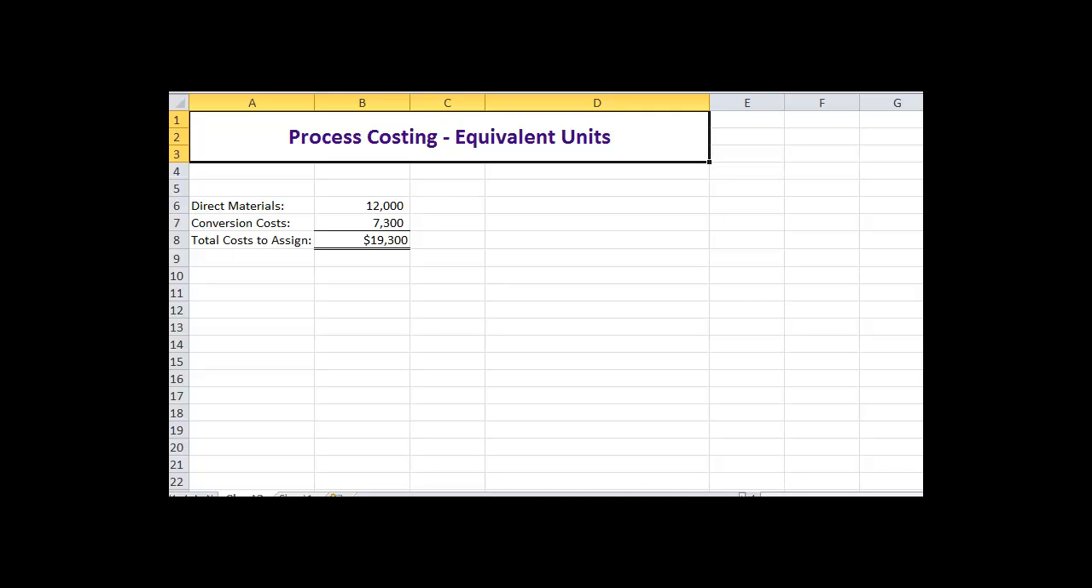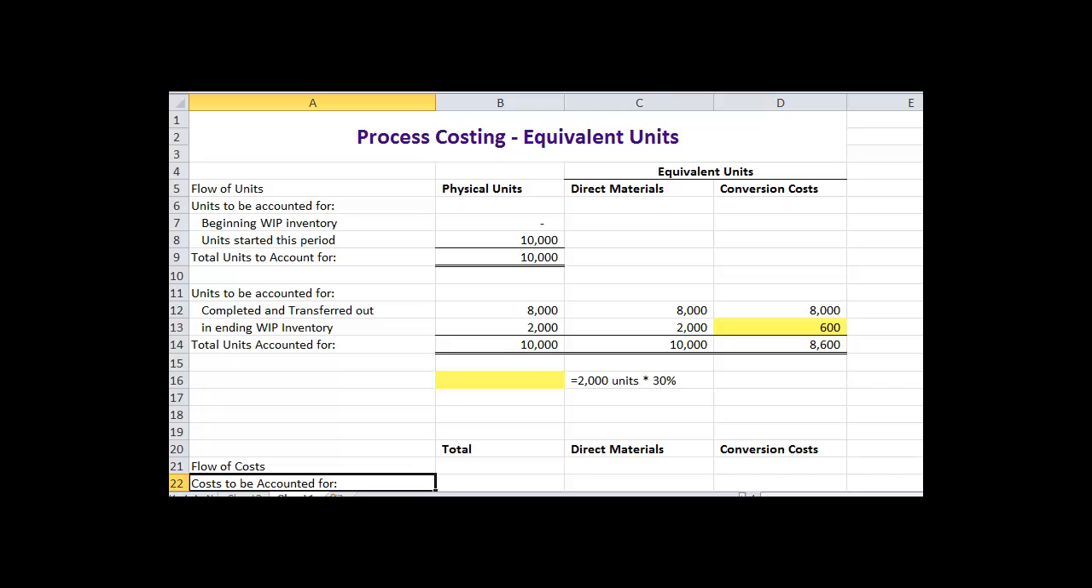100% of the direct material cost had been added to the units still in process, but only 30% of the conversion cost had been incurred for the 2,000 units in ending work-in-process inventory. How is the cost of completed units and cost of work-in-process inventory not yet completed calculated for February?